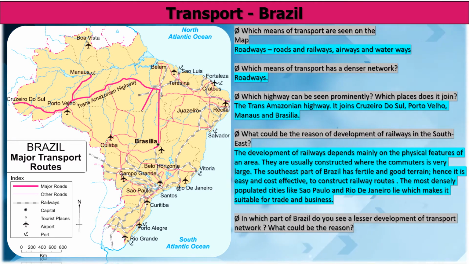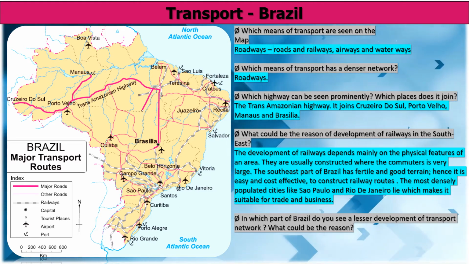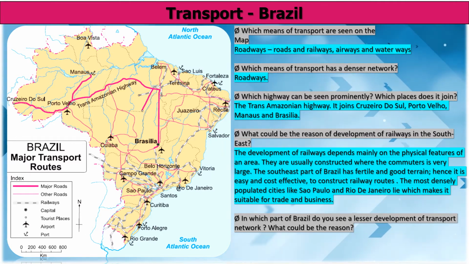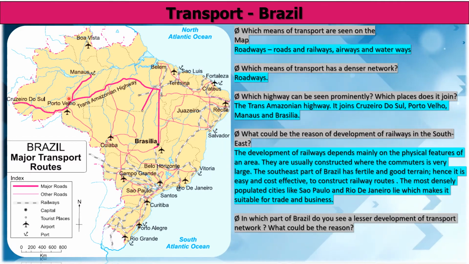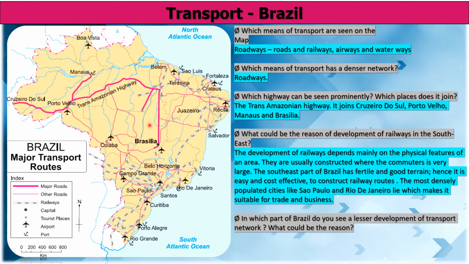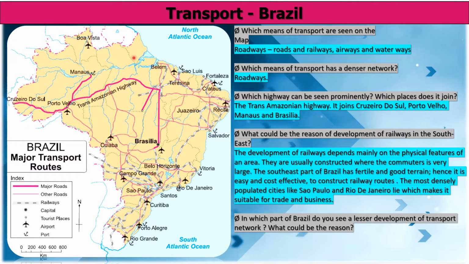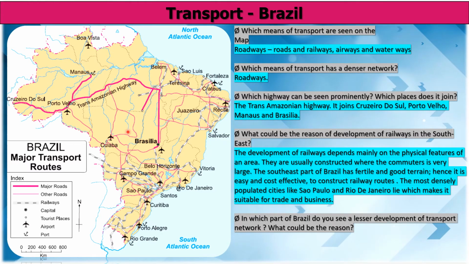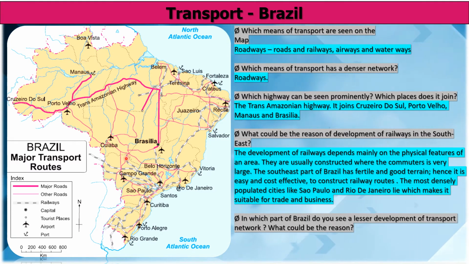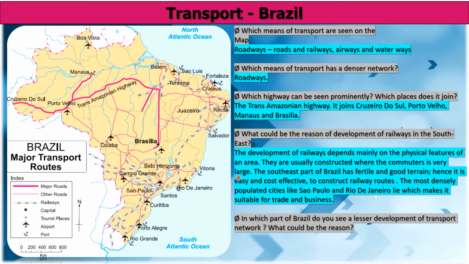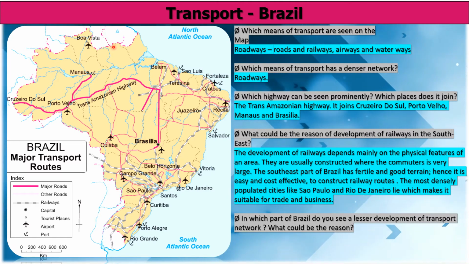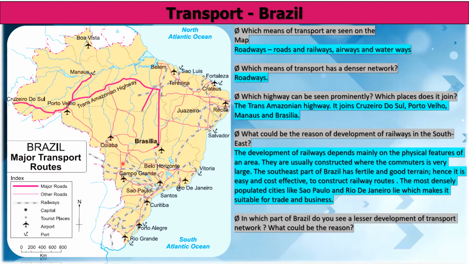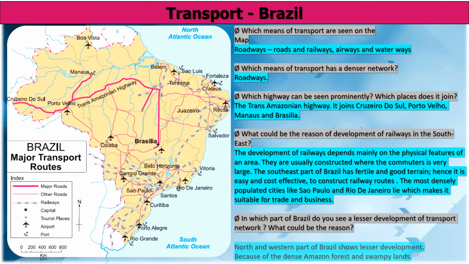The next question, in which part of Brazil do you see a lesser development of transport network? What could be the reason? So it clearly shows here in the map that the northern part, the central part and the western part of Brazil are less developed in terms of transport. Now, what could be the reason? Simple enough. The reason is the Amazon basin or the dense Amazon forest and the swampy lands.